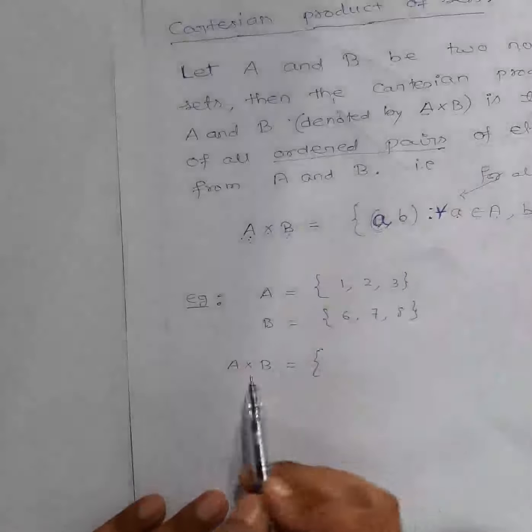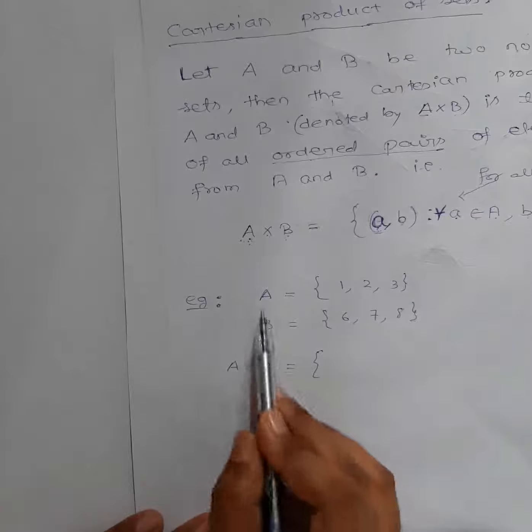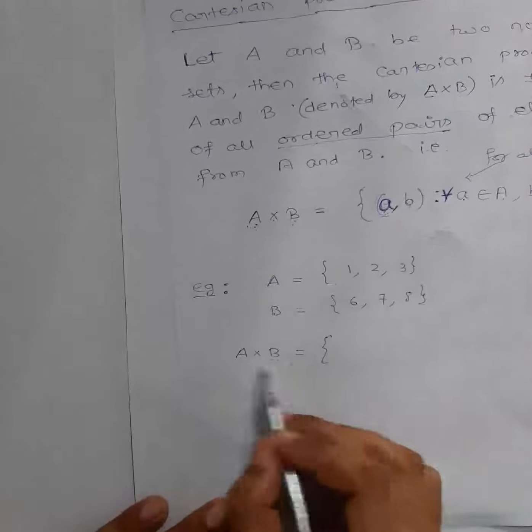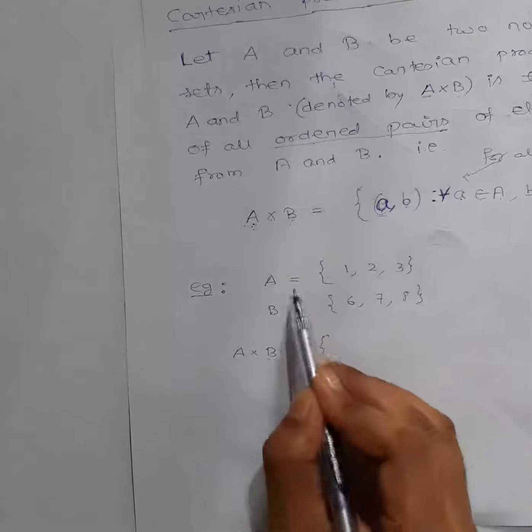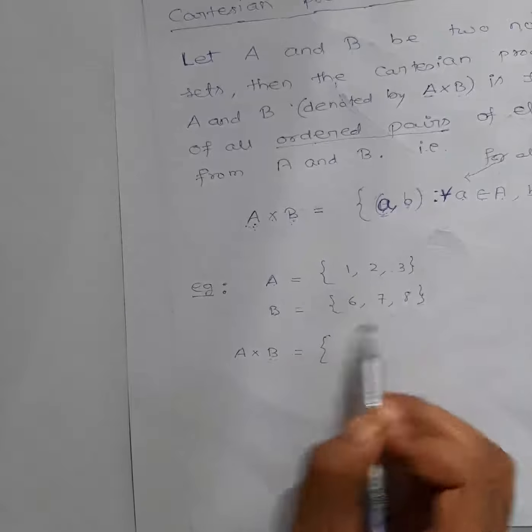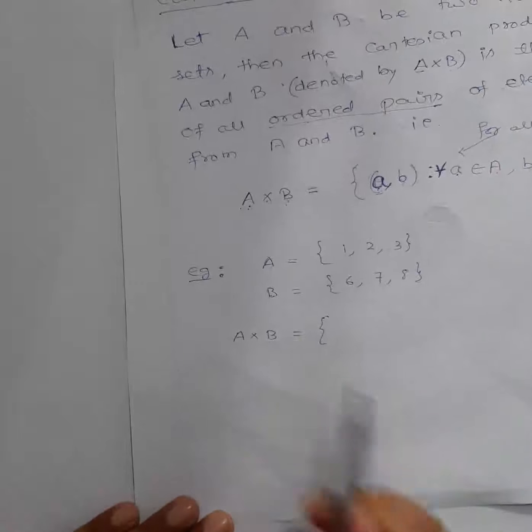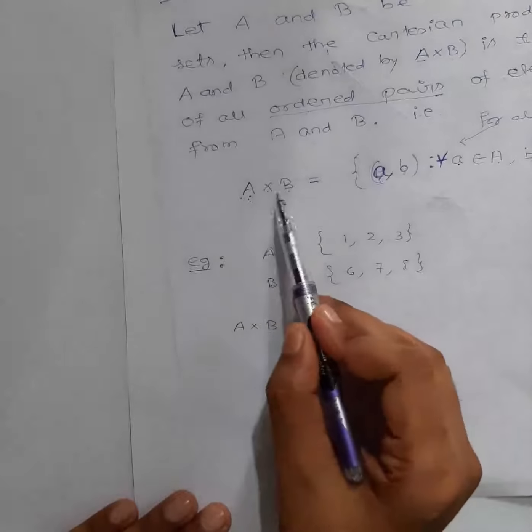Right now just try to understand the meaning of A cross B, what it is, and how we will write it. So you have two sets, right? A, B, these are the elements of set A, these are the elements of set B. Now A cross B, how will we write it down? So A cross B, what is it?